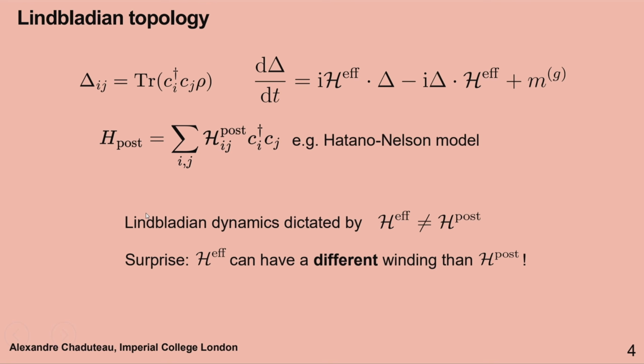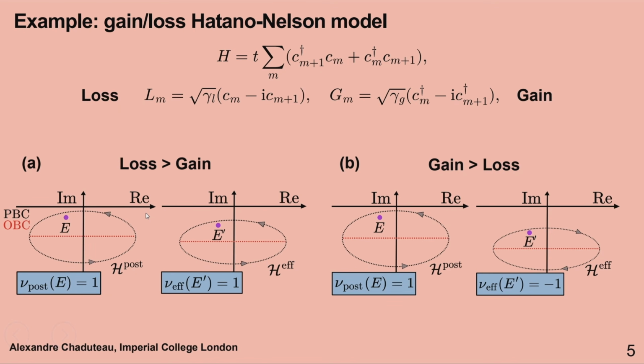So if we compare to H_post, the non-Hermitian post-selected Hamiltonian, for quadratic systems with U(1) conservation, we can define a similar single particle post-selected Hamiltonian, H_post,ij, which can be, for example, the Hatano-Nelson model. And importantly, we find that H_F is not the same as H_post when both loss and gain are present, which means that Lindbladian dynamics are dictated by this H_F, and it's generically different to H_post, and that's the surprise, which is that H_F can have a different winding than H_post. So we can see this in a specific example.